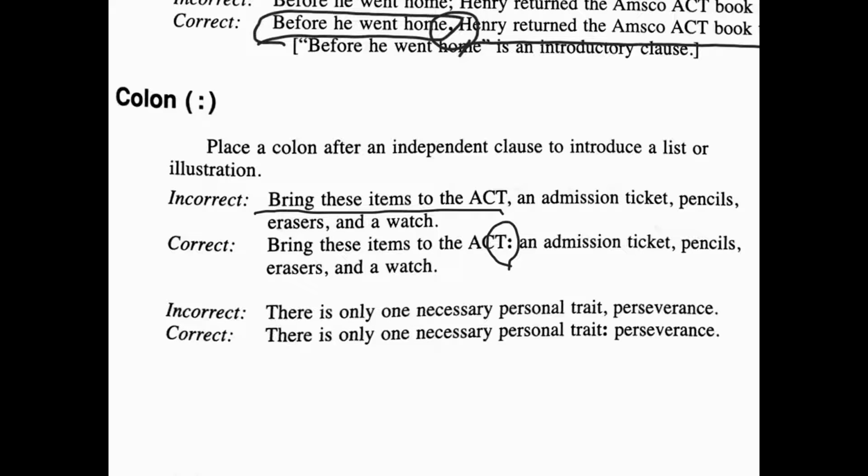Now let's take a look at this one. There is only one necessary personal trait, comma, perseverance. That is incorrect. Take a look. Perseverance. Okay, well, it's not a list, but what it does is it provides a good illustration or example of what that one necessary personal trait is. So, if that's the case, then what you need to do is use a colon.